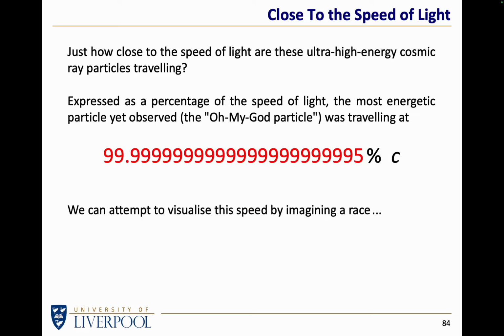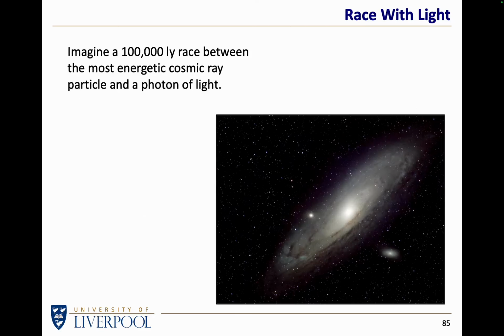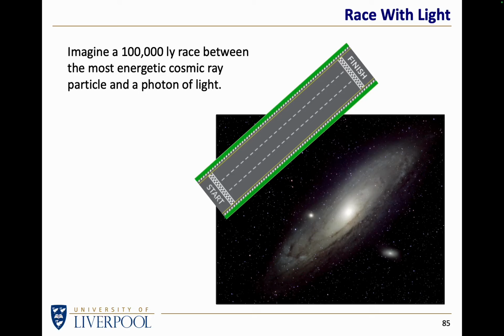And my final slide is, let's try and just visualize what that actually means, because there's just too many nines there to get an idea. Let's imagine we had a race over 100,000 light years, and the race is between the most energetic cosmic ray that we've ever seen and a photon of light. And the racetrack is 100,000 light years. So roughly speaking, the sort of diameter of the galaxy.